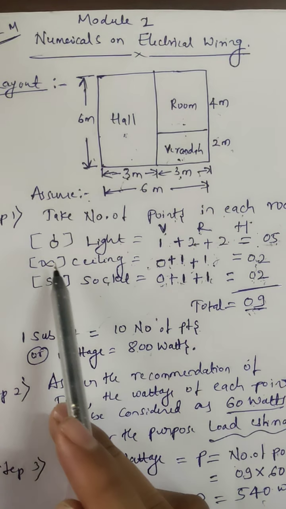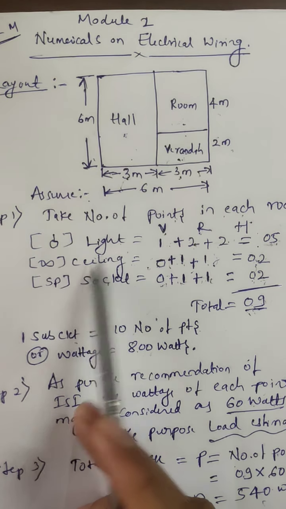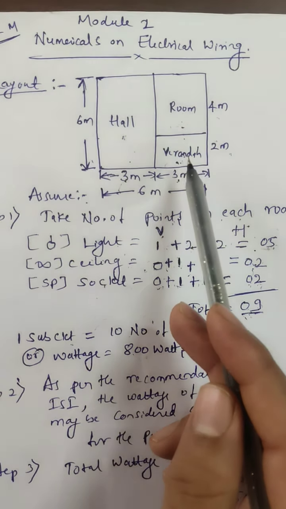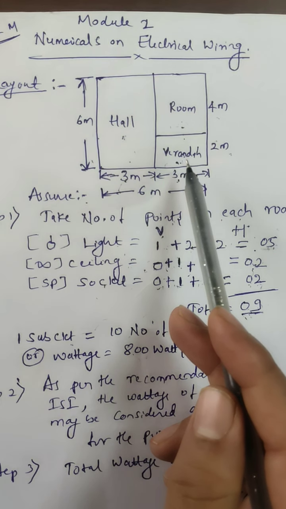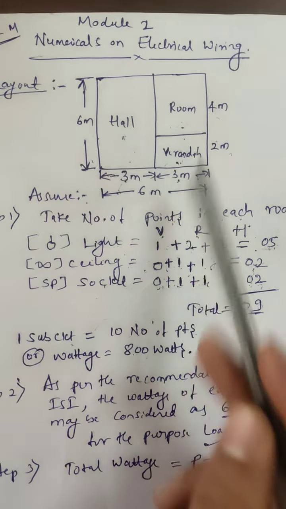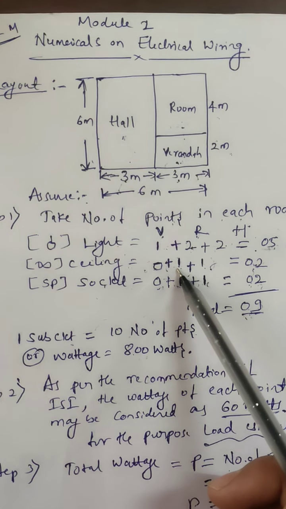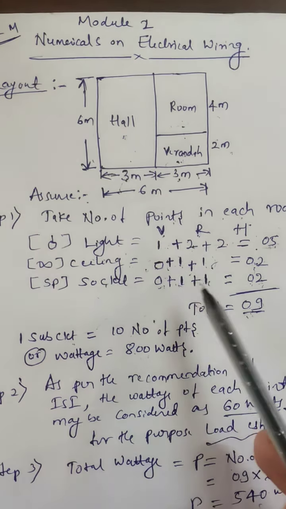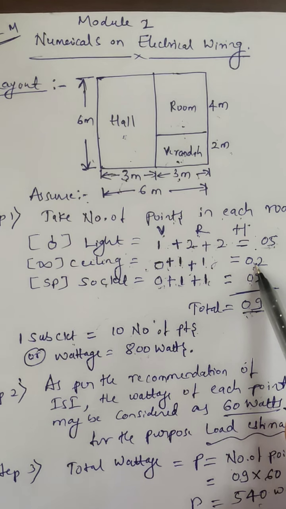Similarly, ceiling points. In the veranda, no ceiling points are necessary. So that's why no ceiling points are considered. It is 0. Plus in the room, one ceiling point is required. Plus in the hall, also one ceiling point is required. So the total ceiling points required is 2.